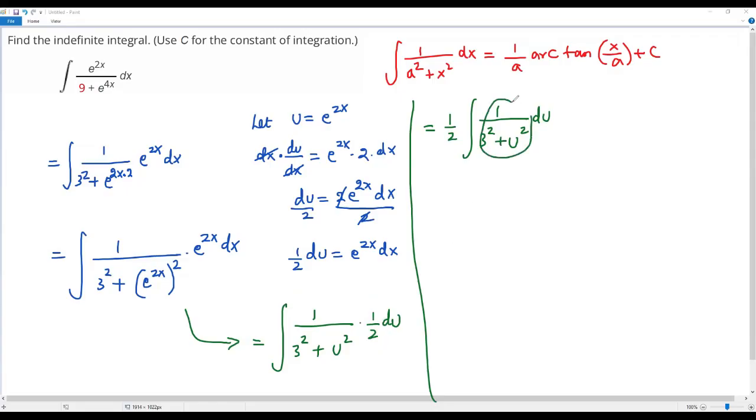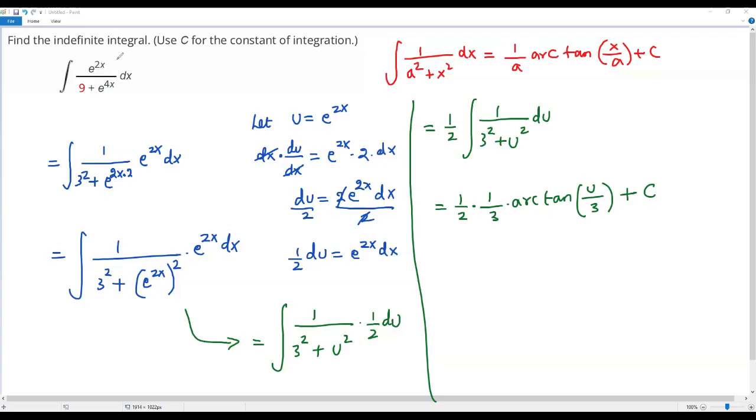Now let's consider the integrand over here. It's exactly in this form, 1 over a squared plus x squared. Now I can use the formula in our problem. Then we have 1 over 2 times. First we have to take this 1 over a. 1 over, instead of a in our problem, we have 3, times arc tan of x over a. At the place of x we have u, and at the place of a we have 3, and I'm adding the constant of integration c.